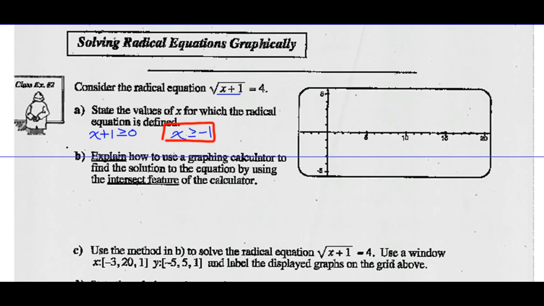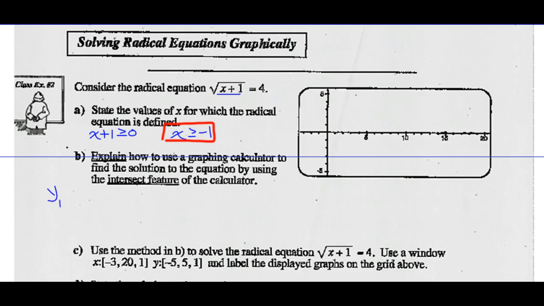We can't take the square root of a negative number. Part B. Explain how to use a graphing calculator to find the solution to the equation by using the intersect feature on that calculator. Well, here's what you're going to do. We'll write it out and then we'll actually do it on the calculator.